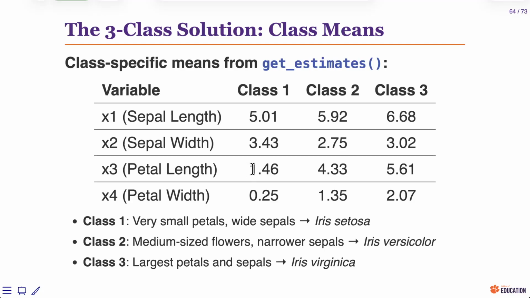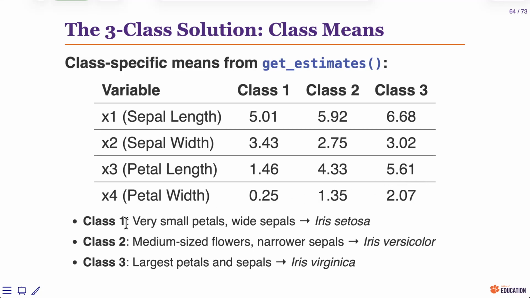Similarly, with the petal length and petal width, you'll see class 1 had a petal length of 1.46 and petal width of 0.25. Remember, that was the class that had exactly 50 flowers in it, meaning this literally was the very first class. Class 2 had a little bit different measures, and class 3 had a little bit different measures.